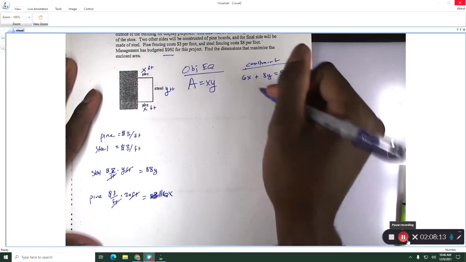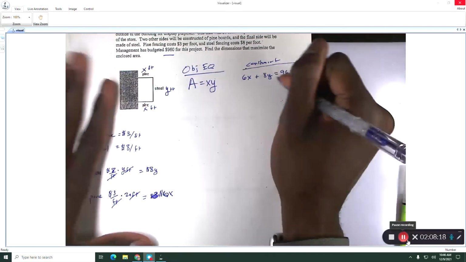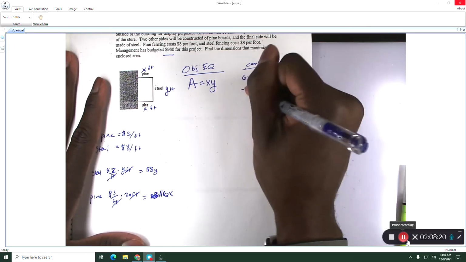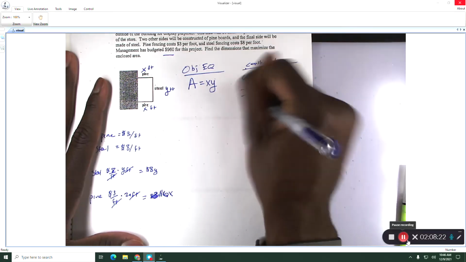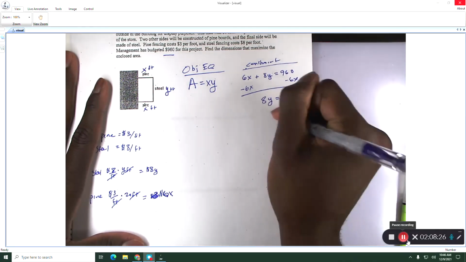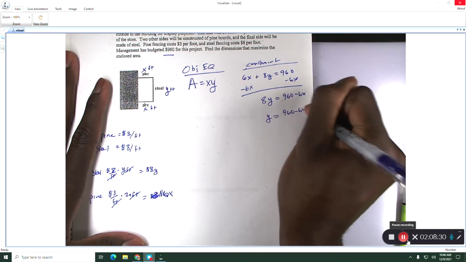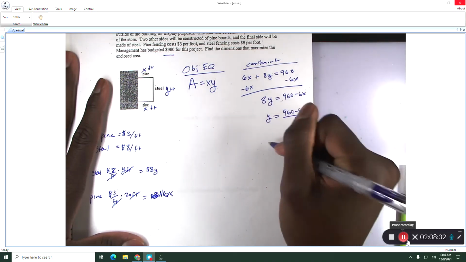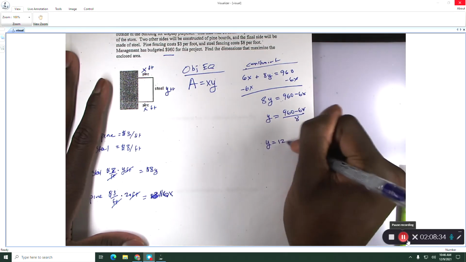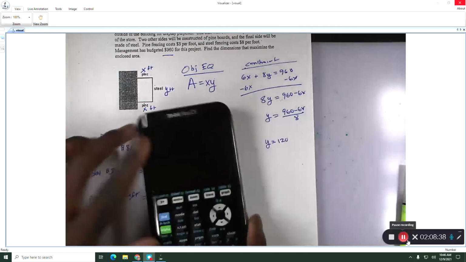Now, I can constrain this. I'm going to solve for Y in terms of X. I'm going to subtract 6X from both sides. 8Y is equal to 960 minus 6X. Y is equal to (960 minus 6X) divided by 8. Y is equal to 960 divided by 8, which is 120. Let me double check.